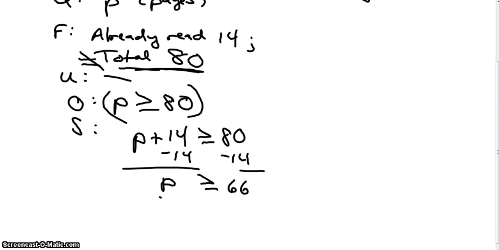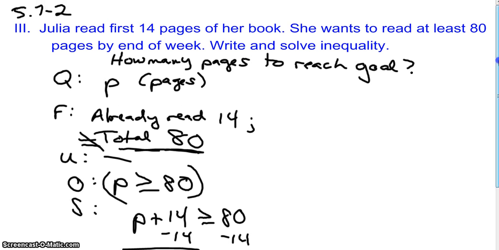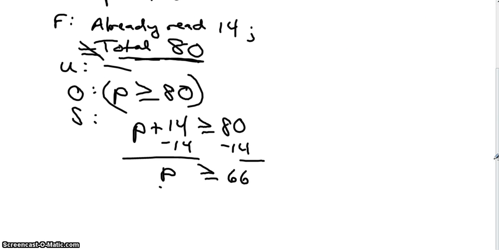So if she reads 68 pages and she already read 14, would she meet her goal of 80 pages that week? Yeah. Very good. So it works. It's reasonable. Okay? 66 is also another solution that works, isn't it? 66, we know, plus 14 is 80 pages exactly, so it works.